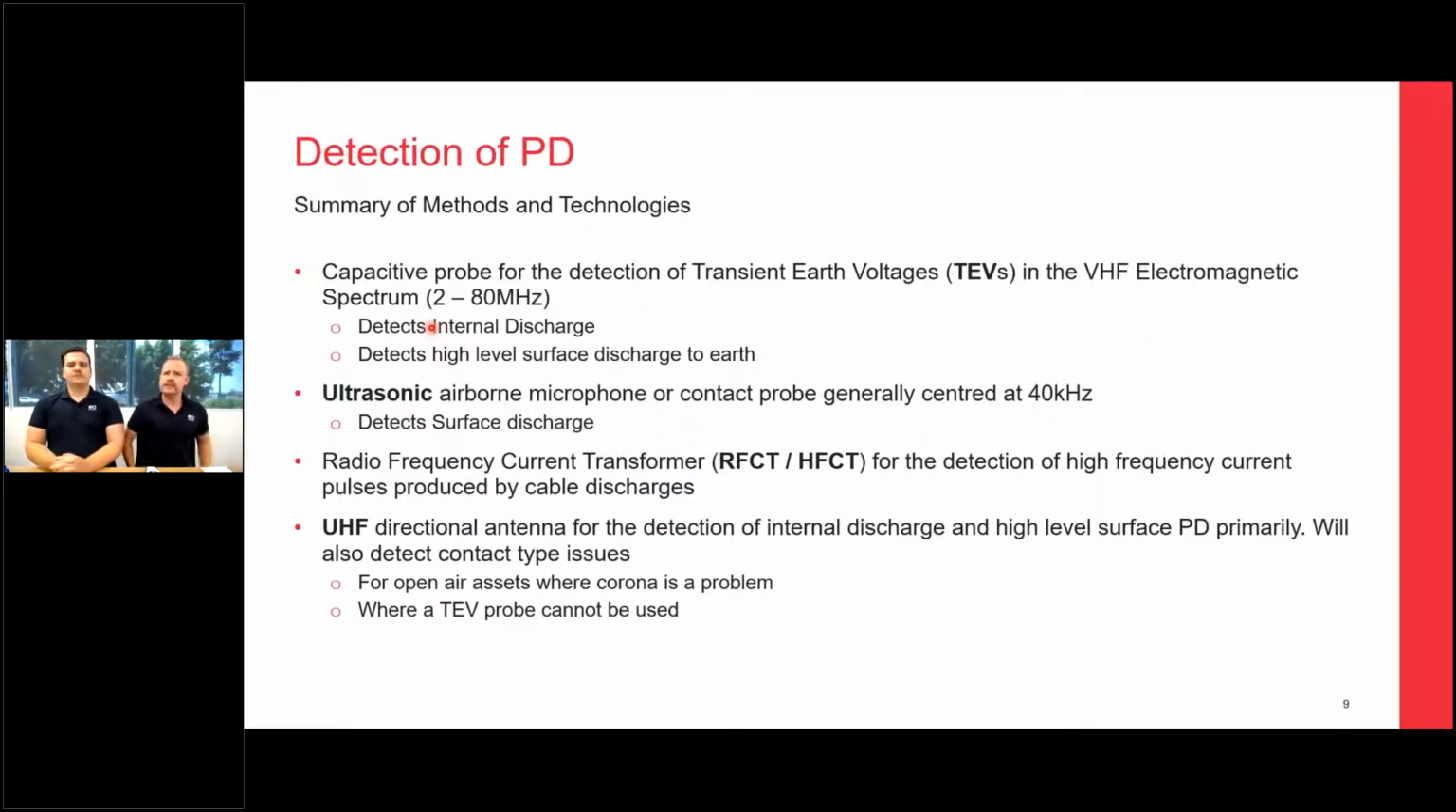But we know how to detect all of those situations, and what we have here is 4 main test methods that we use and that EA Technology instruments use to detect them.